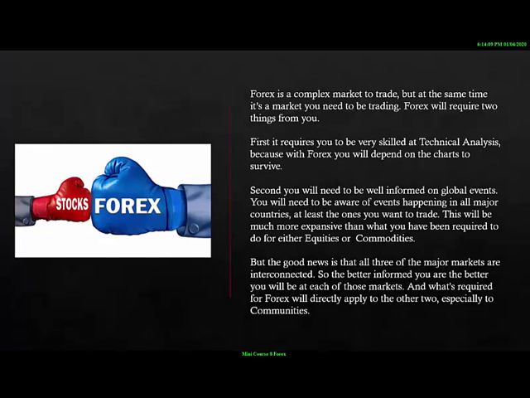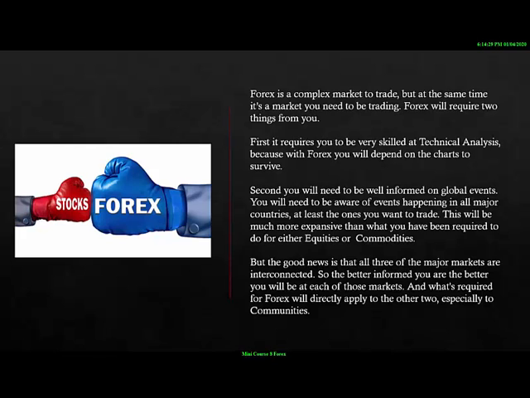So to start off, Forex is a complex market to trade, but at the same time it's a market you need to be trading, and Forex will require two things from you. First, it requires you to be very skilled at technical analysis, because with Forex you would depend heavily on the charts just to survive. And second, you would need to be well informed on global events.